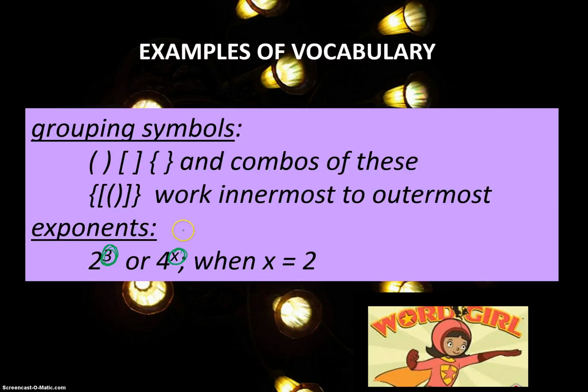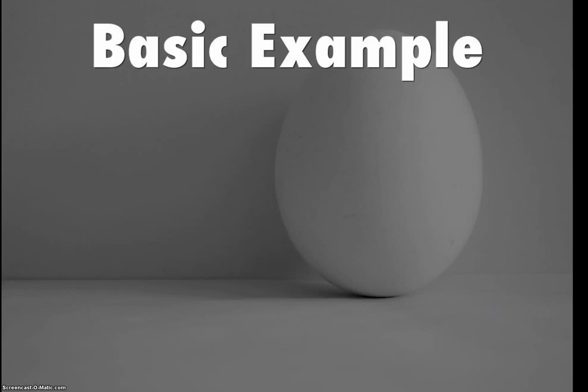So 2 to the third means 2 times itself 3 times. 4 to the x, when x is 2, that means 4, and you're going to put a 2 in for x. 4 squared means 4 times 4, which is 16. So if you run into the word exponent, that means the little number that tells you how many times to multiply the base by itself in a power.